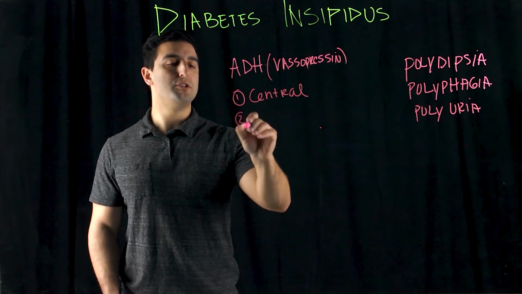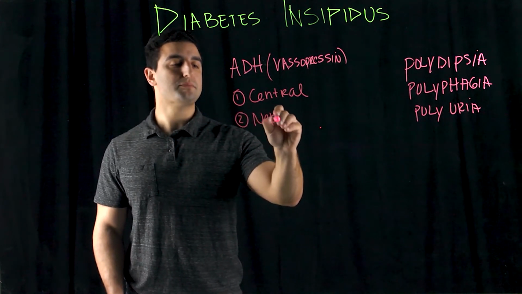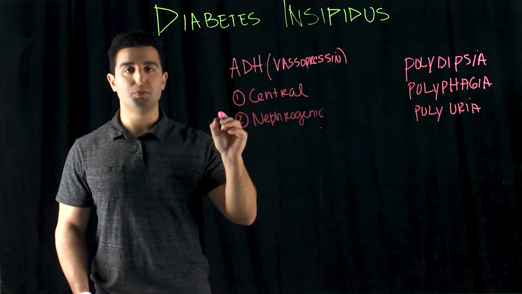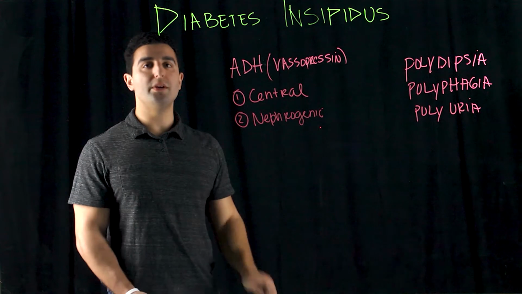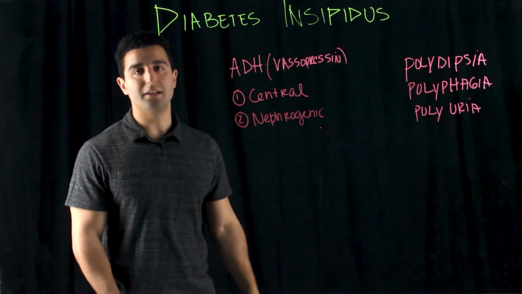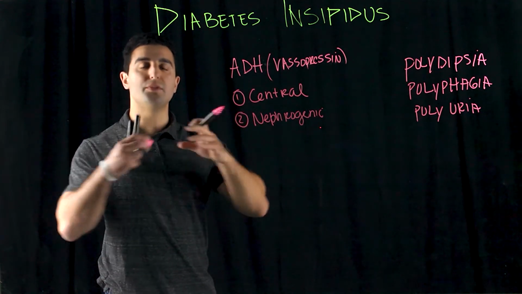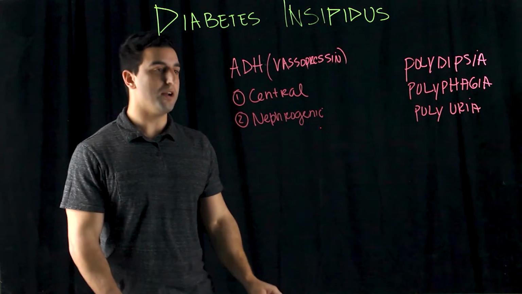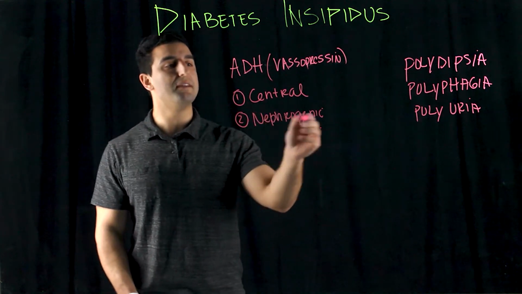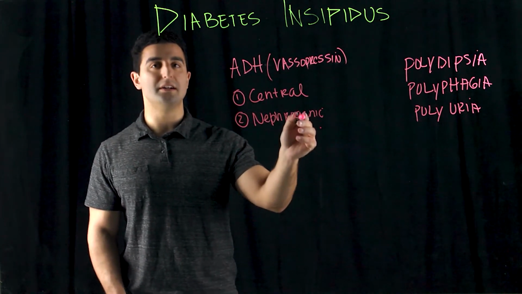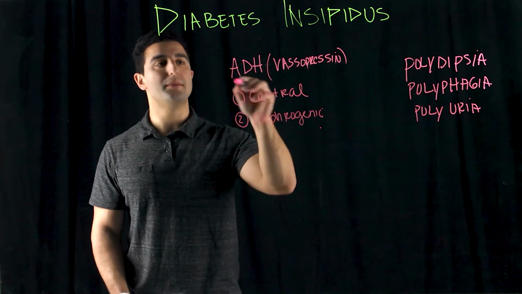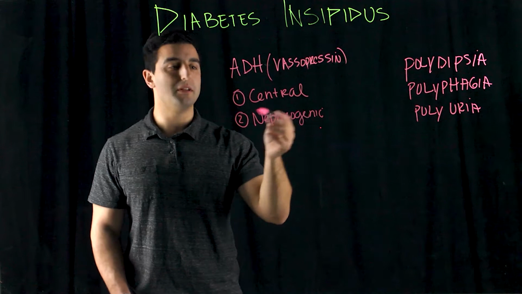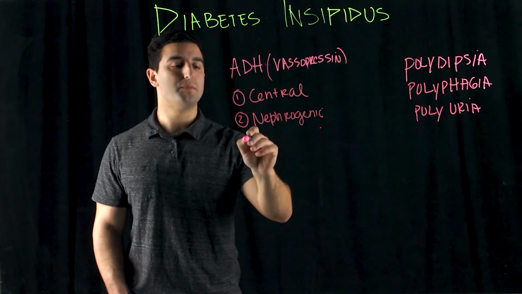Number 2 is nephrogenic. Whenever the ADH is released, it migrates all the way to the renal system where it binds to the collecting duct. At the collecting duct, it allows the aquaporins to open and allow for the permeability of water. So in nephrogenic, there is a defect in the region of the collecting duct, so that the antidiuretic hormone, even though it's present, cannot actually function when it reaches the site.